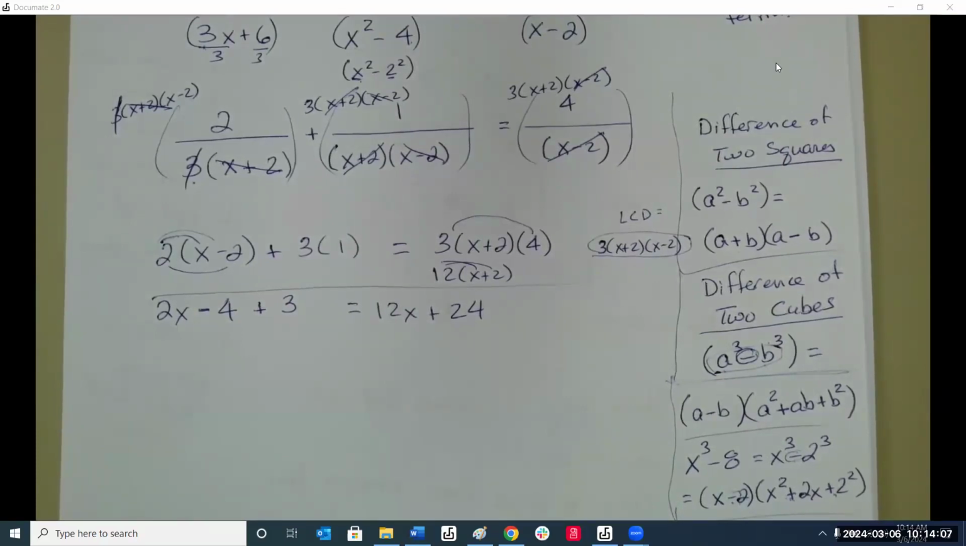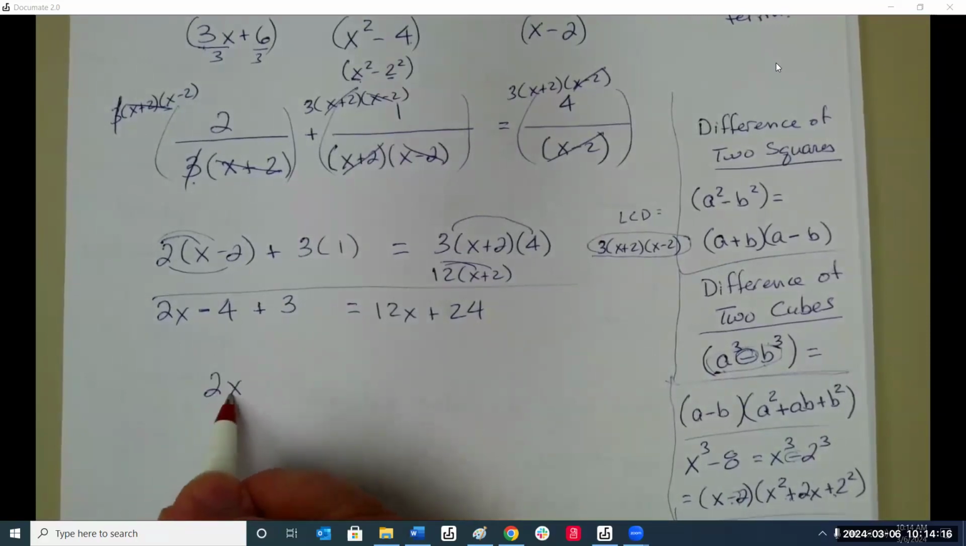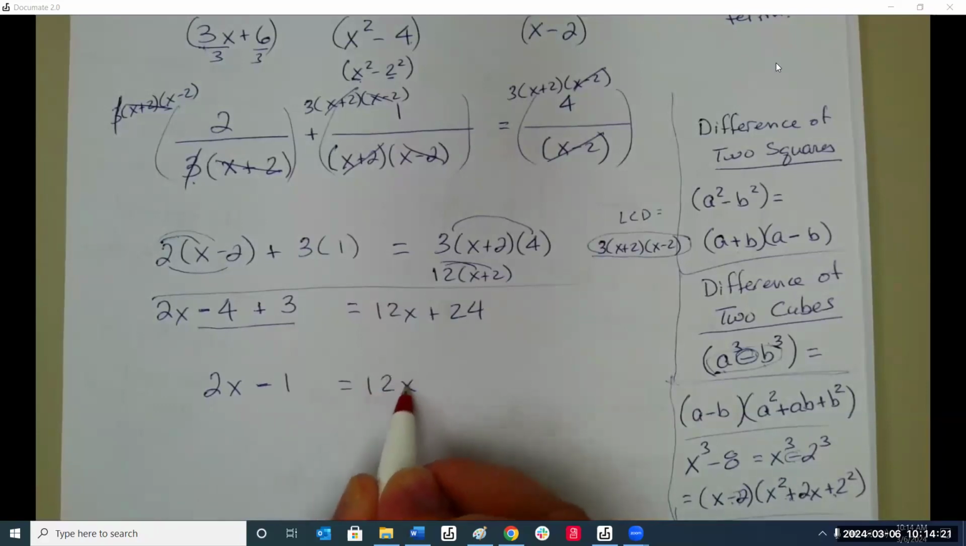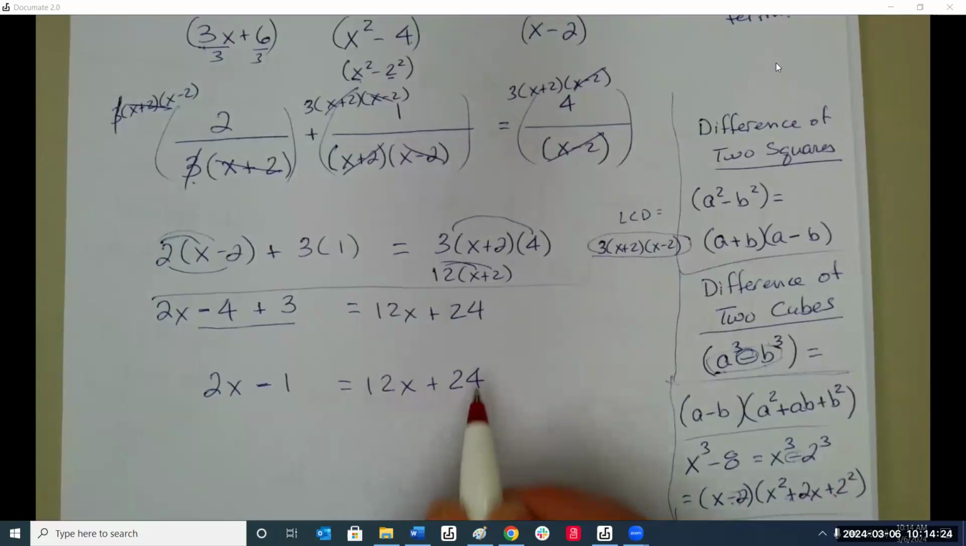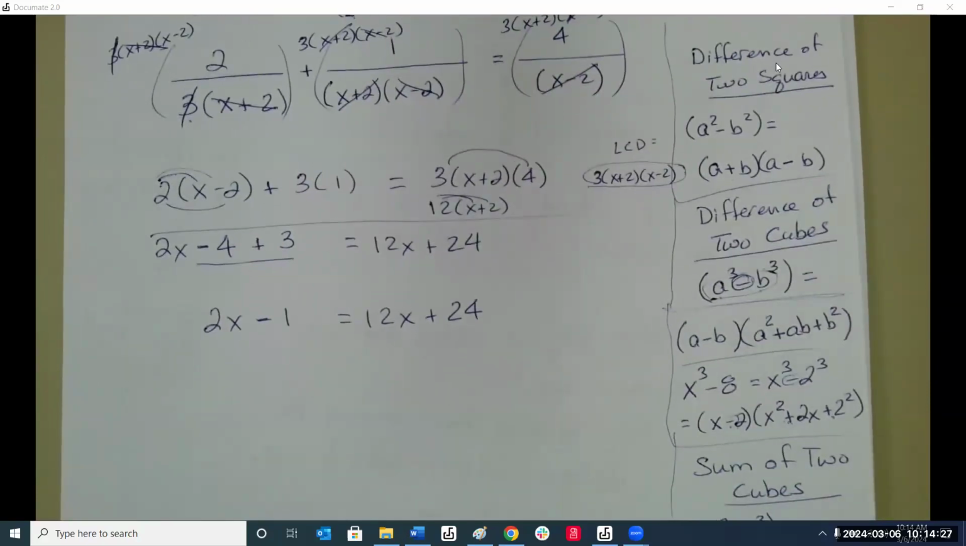Whenever you get rid of parentheses, always combine like terms. So we have negative 4 plus 3 makes it negative 1. Any questions so far? Now comes a question. I have to ask you, how do you solve this part? Because we have x's on both sides. We have to have x on one side, don't we?